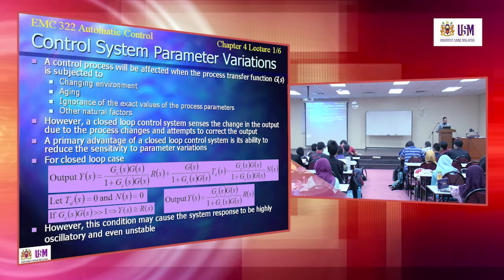So a primary advantage of a closed loop control system is its ability to reduce the sensitivity to parameter variation. We want to prove that the closed loop control system has the ability to reduce the sensitivity to the parameter variation. When the parameter changes, we will show that it won't affect the response so much.